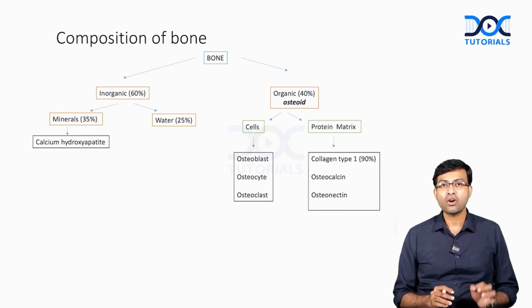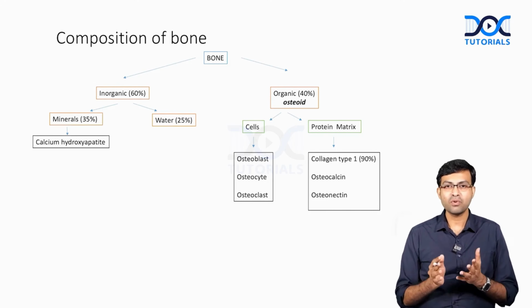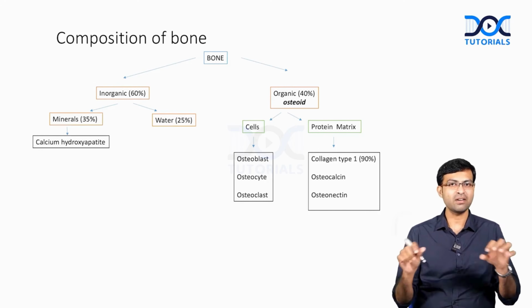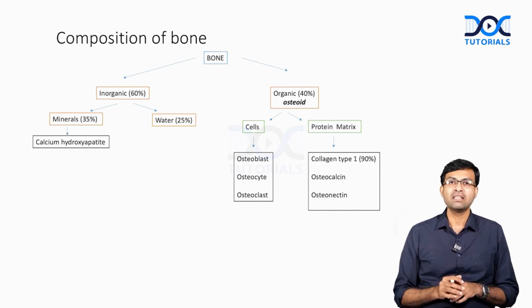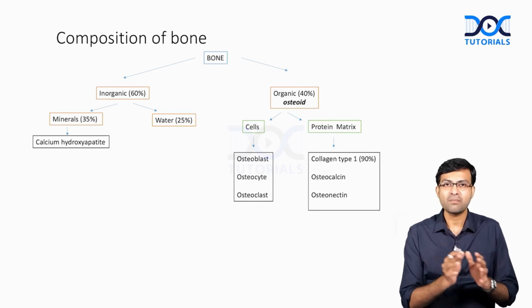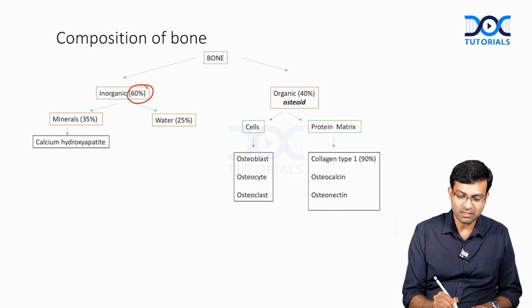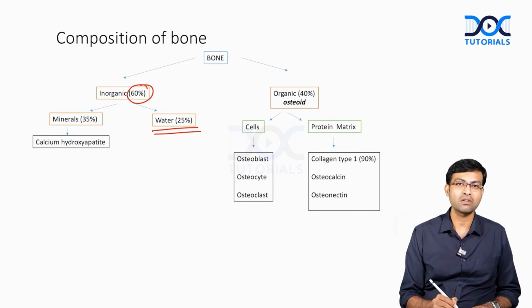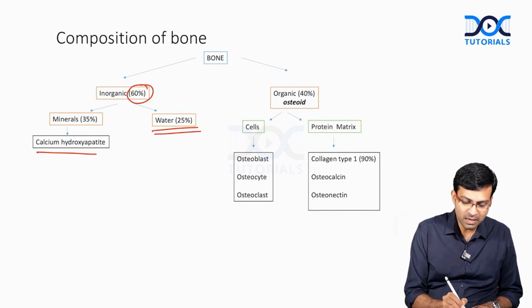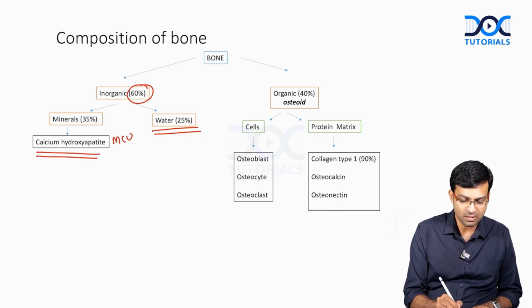Now let's look at the composition of bone. This is again a very interesting thing. If you look at the bone, you will see that it is very hard and tough. But the bone is actually made up of two primary things. You have an organic part and an inorganic part. And the inorganic part forms 60%, of which 20-25% is just water. 35% is made up of a mineral called calcium hydroxyapatite. That is an MCQ for you.